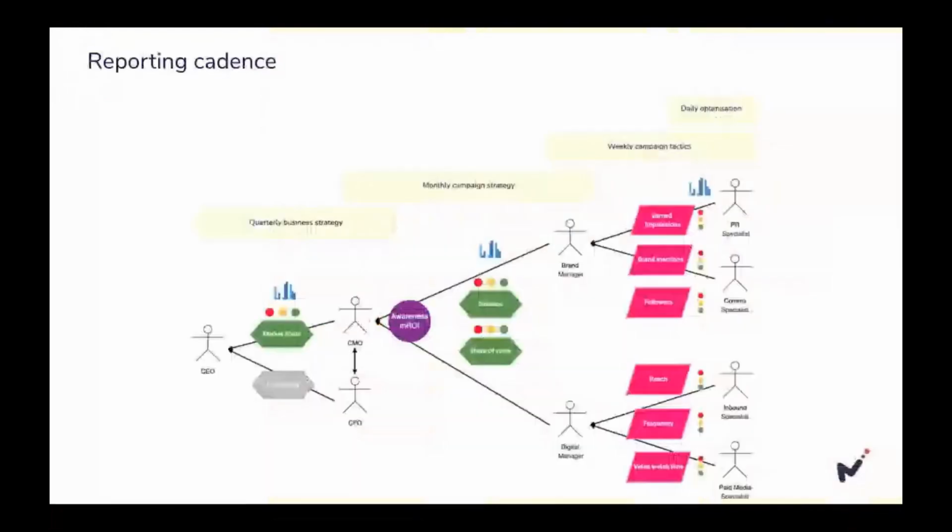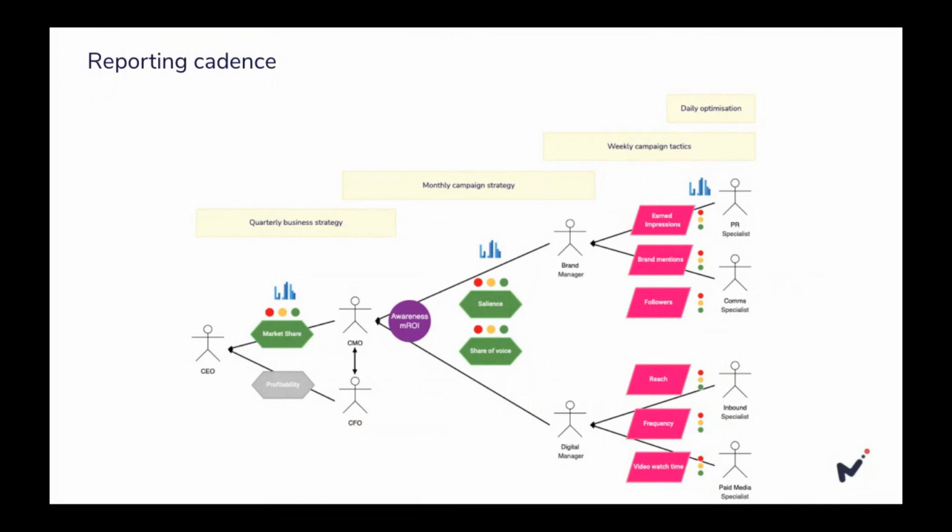And then I looked at how that really plays out in terms of reporting cadence and routines. So CEO, as an example, would be quarterly. They would look at this report quarterly because obviously a lot of time is required to gather this type of information. And then monthly campaigns, the CMO and brand managers will be looking at that. And then weekly campaign tactics and daily optimization, obviously done by the specialists. Okay, so that's in a nutshell what we spoke about last week.